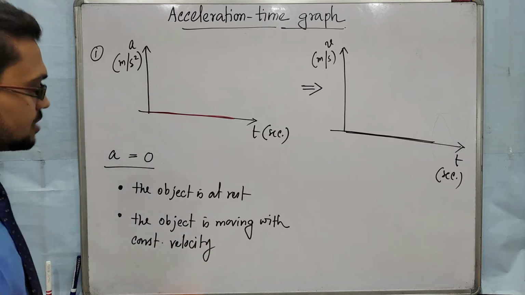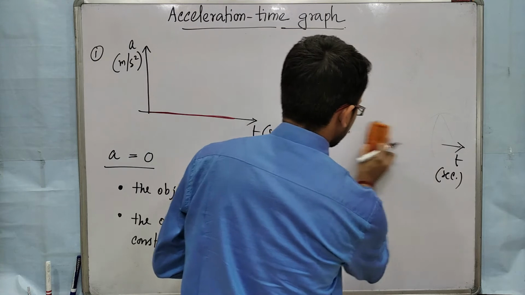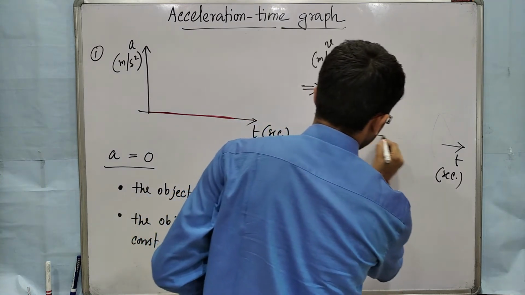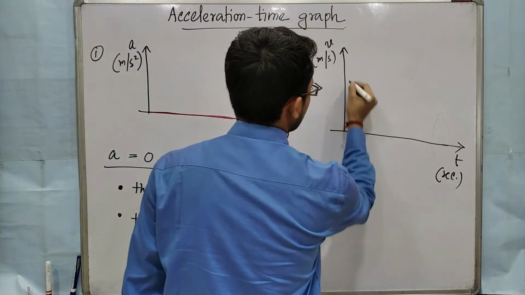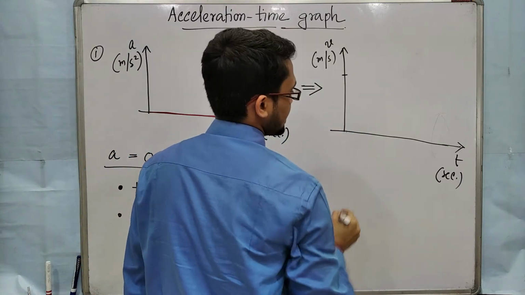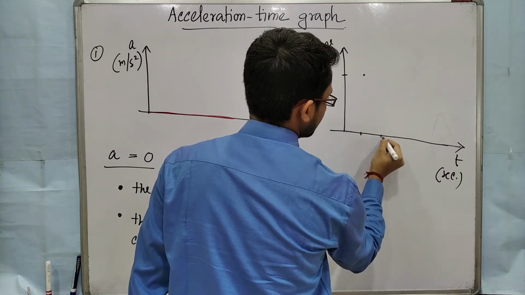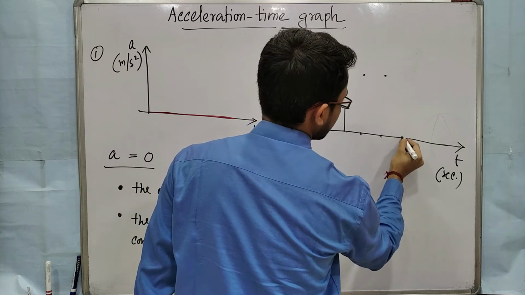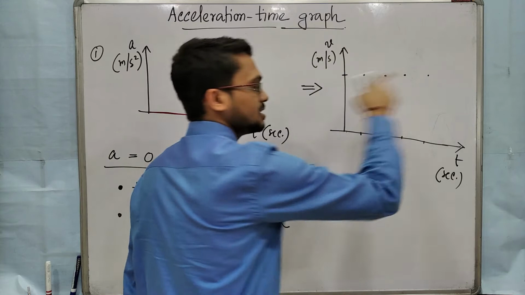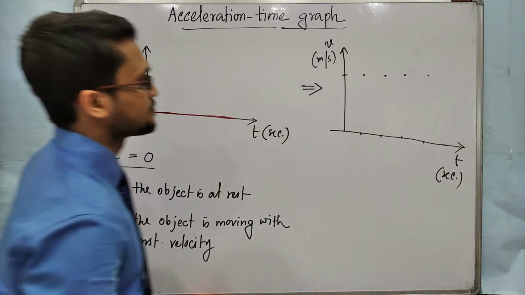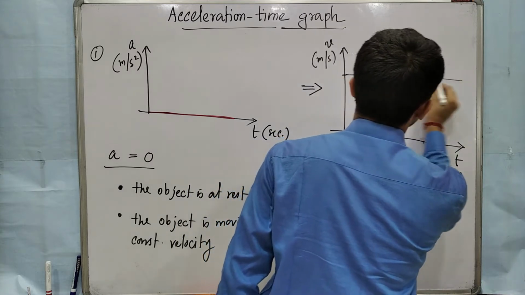Second, the object is moving with constant velocity. So I am erasing this part. Constant velocity means at t equal to 0, suppose velocity is this much. At t equal to 1 second, velocity is still this much. At 2 seconds, velocity is this. At 3 seconds, velocity is again this. At 4 seconds, velocity is again this. That means constant velocity. The velocity is not changing, its magnitude is not changing. So this will be the curve.